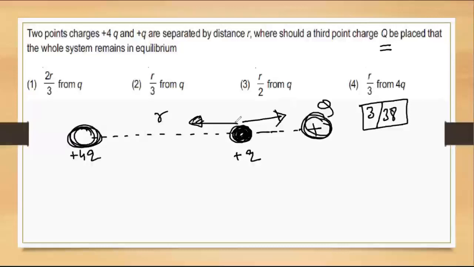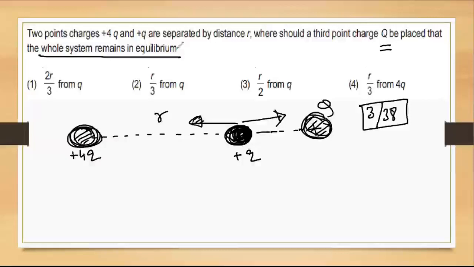Sir, so +4Q and Q, its null point. In that null point, can we keep the smaller Q? No, but actually here the hard point charge is positive. It will be positive, so it would be impossible to get equilibrium, because you see this is not an equilibrium, because they are saying that the whole system must be in equilibrium.